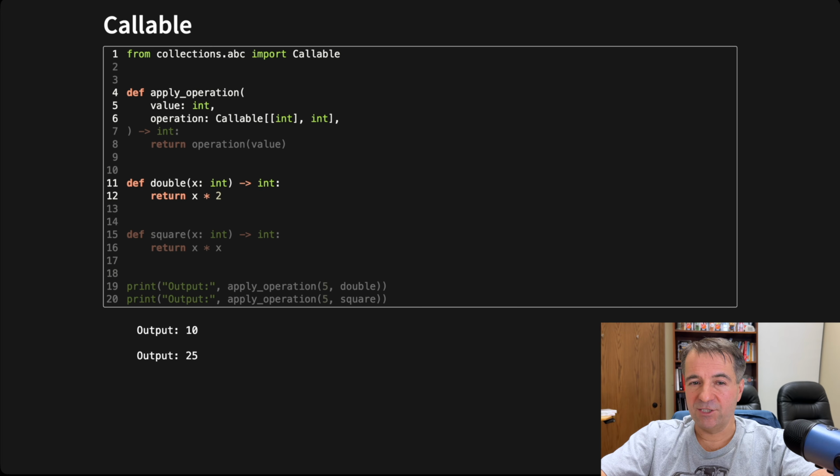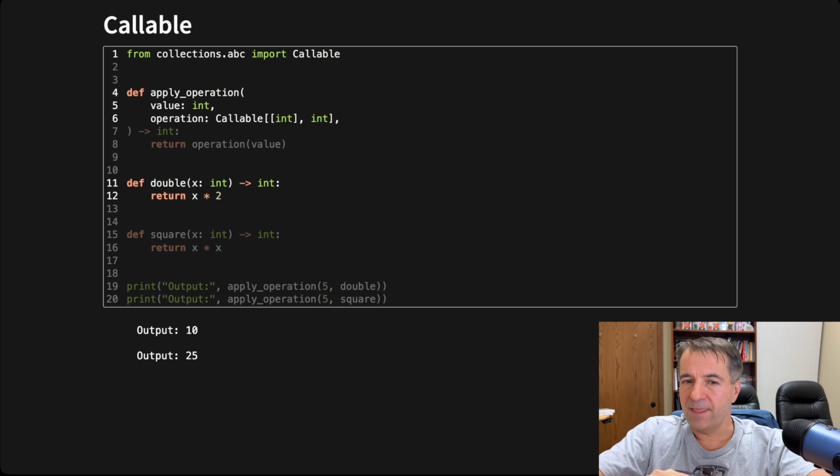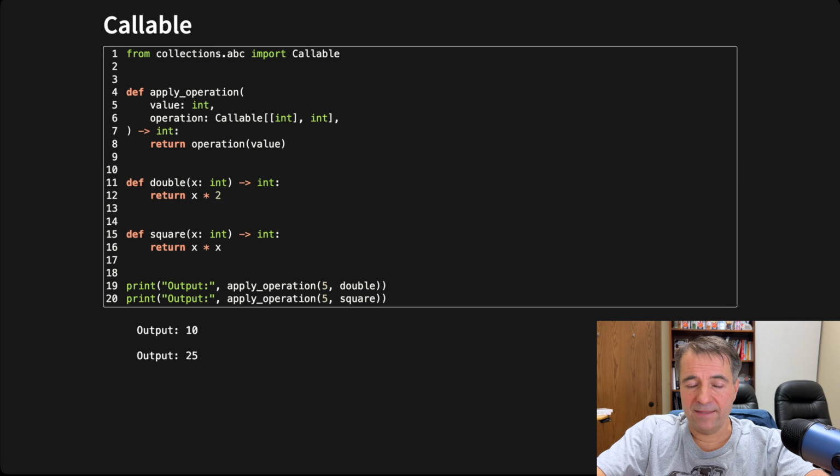We have an apply operation. It takes an integer as well as an operation, but the operation is going to be a function. How do we annotate that? This is exactly how. Line 6 over there, operation needs to be a callable, and then you'll see 2 values in a list over there. The first value is the parameter, and the second value is the return value for the callable, which will be a function. And then if you look at this, we have 2 functions over there, double as well as square. And then line 19 and 20 shows you the usage of those. We're passing in double and we're passing in square.